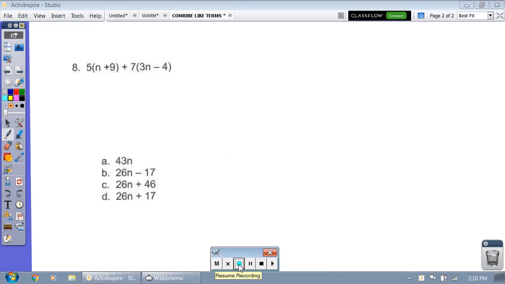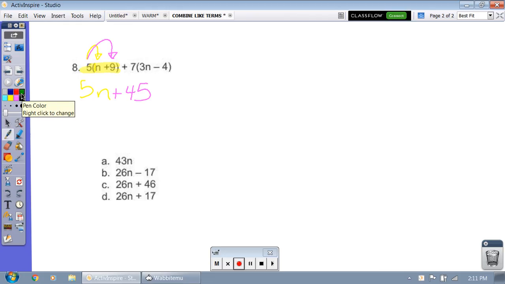And the last one, number 8. So let's distribute. We're going to put a little 1 here. 5 times 1n is 5n. And 5 times positive 9, that's 45. We are now finished with this guy. Let's distribute the next one here. The positive 7 times 3n, that's positive 21n. And one more. Positive 7 times negative 4 is negative 28.